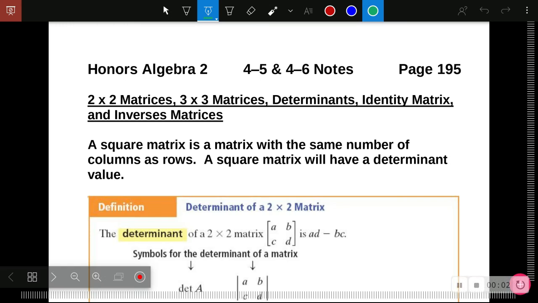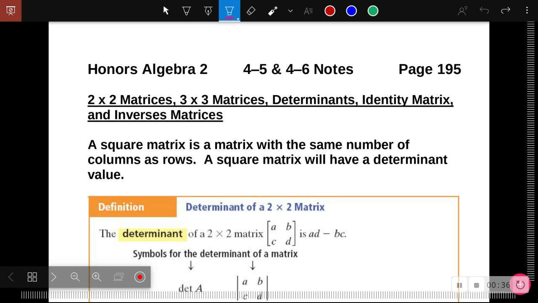Okay, this is Mr. Peterson, and we're going over the notes for section 4.5 and 4.6 in Algebra 2. In this section, we're going to start out with square matrices. A square matrix has the same number of rows and columns. So the two sizes we'll be dealing with in this section have 2 rows and 2 columns, or 3 rows and 3 columns. Those are both square matrices because they have the same number of rows and columns.